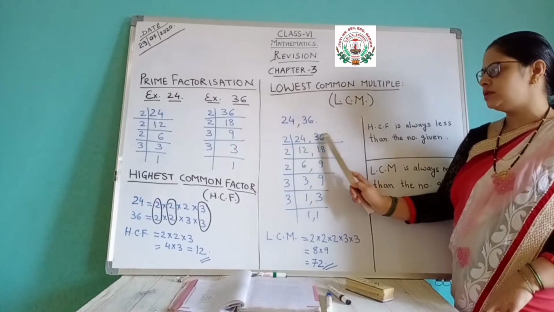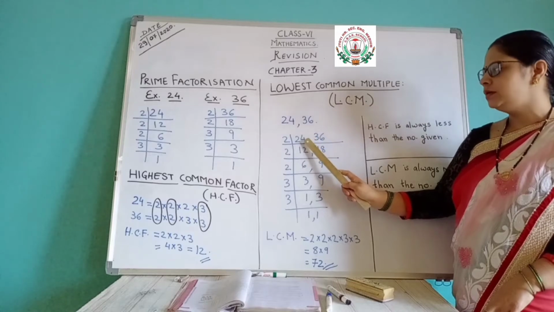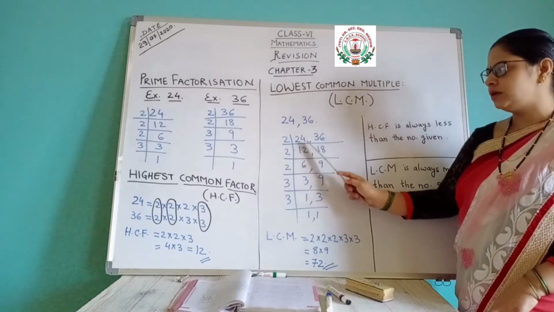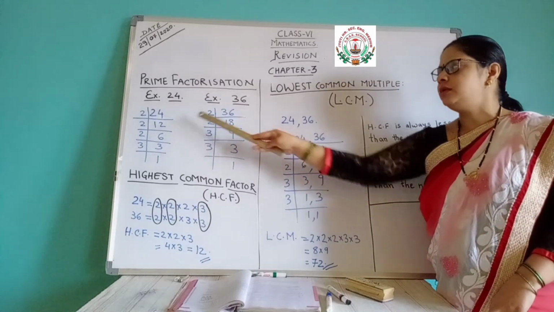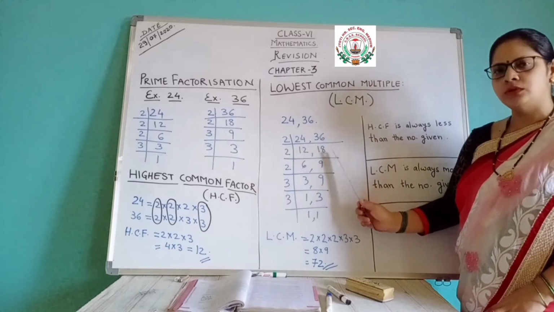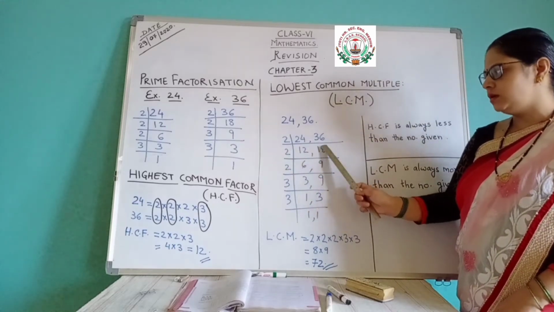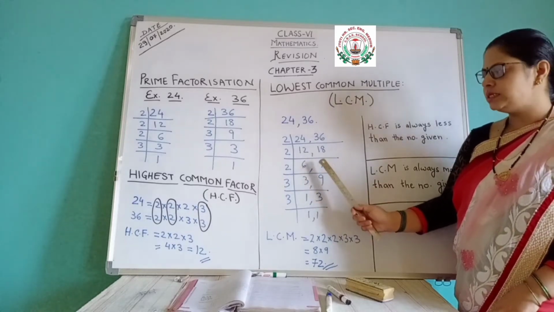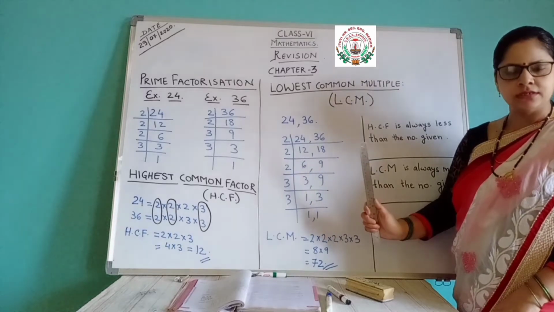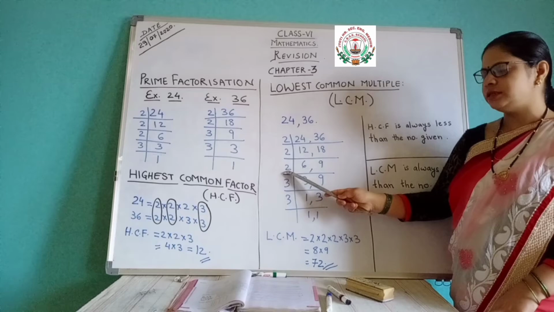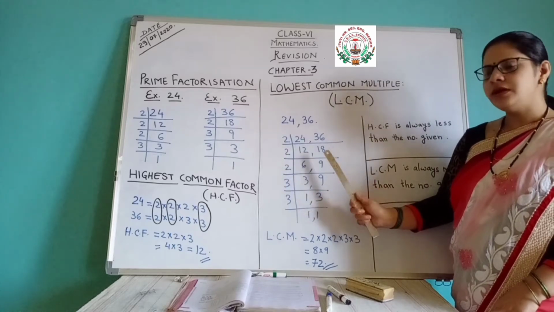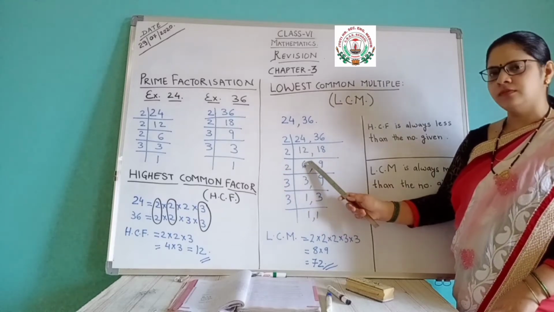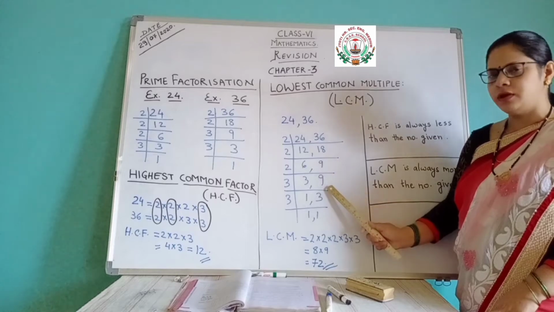So 24 and 36: the last digits, by the test of divisibility, 4 and 6, both are divisible by 2. So we are taking here 2. 2 twelves are 24, 2 eighteens are 36, as we have written here. Now again 12 and 18 both are divisible by 2. So writing here 2. 2 sixes are 12, 2 nines are 18. Now 6 and 9 are both not divisible by the same number. Of course it is 3, but we have to go for the smallest prime number. So we are starting with 2 only. Whichever number is possible to factorize here, only that we will write down. 2 threes are 6. 9 is not divisible, so as such we will copy down.